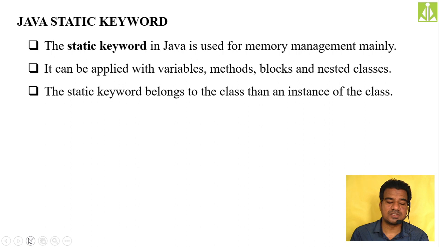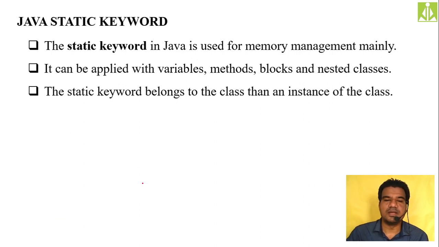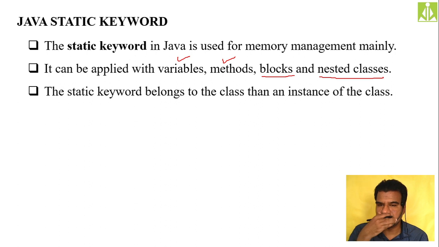That is, we discussed what happens when you apply the static keyword to a variable. That is nothing but the role of static variables within a class that we have discussed. Then static methods also we discussed. Now we need to discuss static blocks and nested classes, static nested classes.